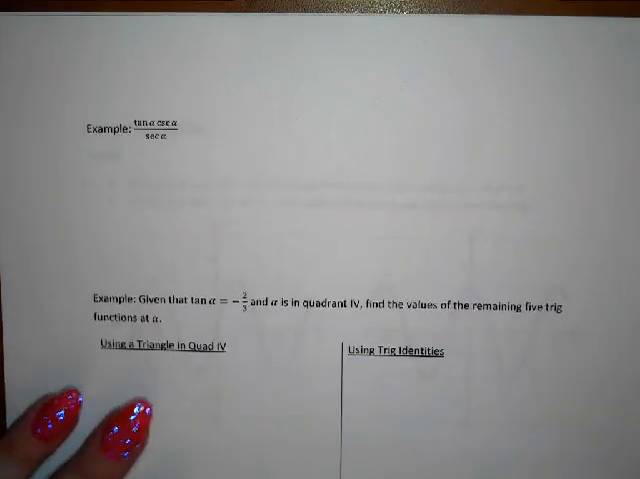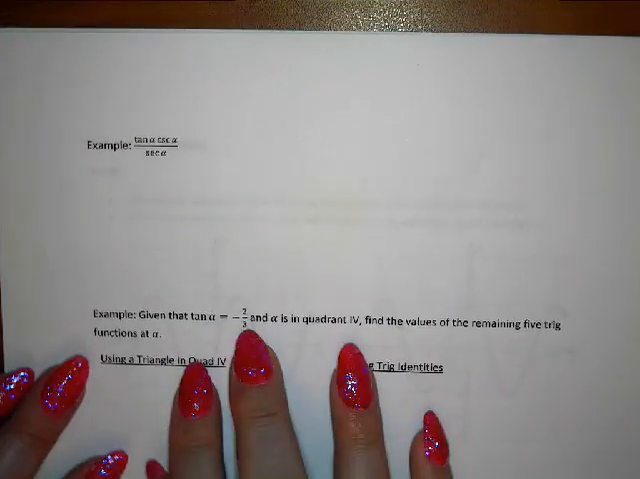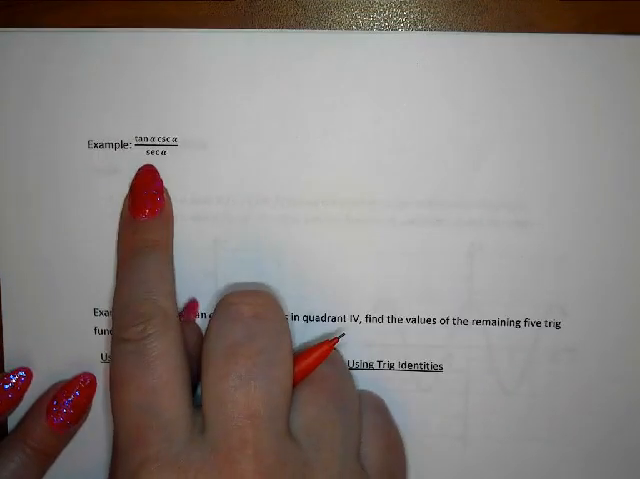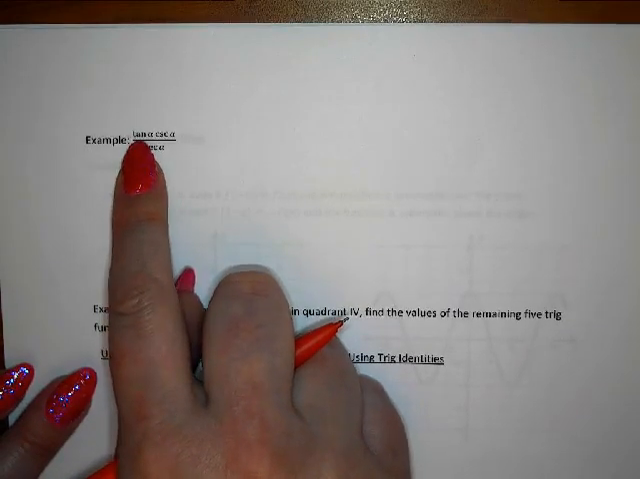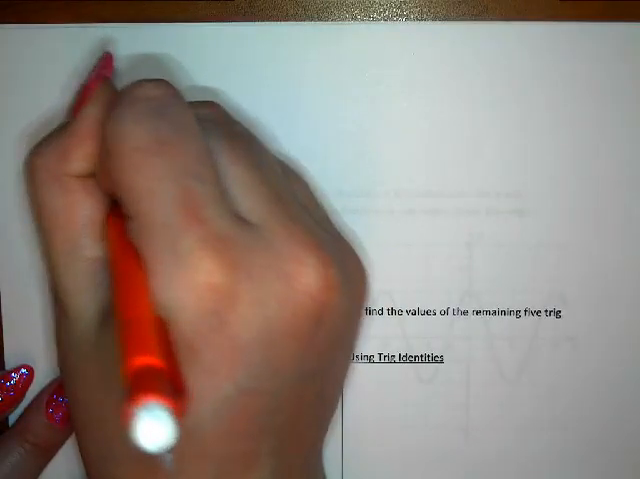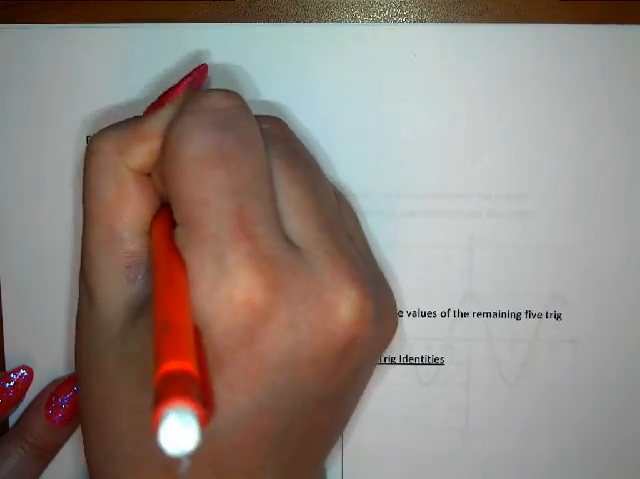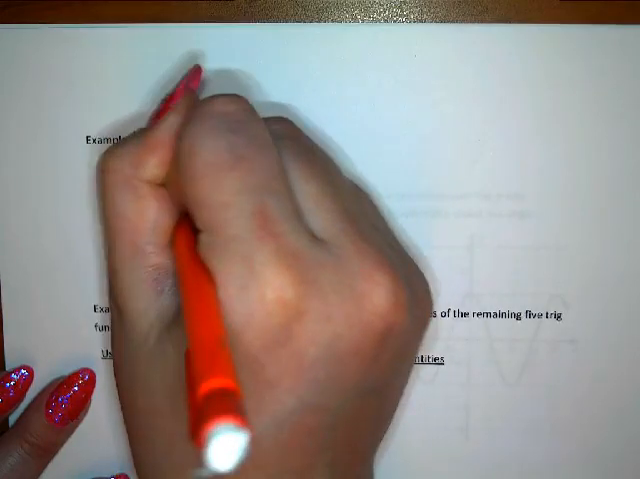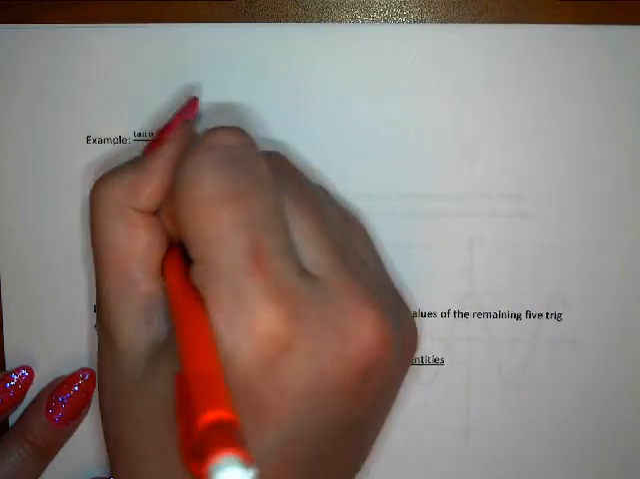So again, we're still using those same instructions that tell us to turn everything into sine and cosine. So tan is sine over cos. So I'm going to say sine alpha over cos alpha. Cosecant is 1 over sine. And then we are dividing that by secant, which is 1 over cos.